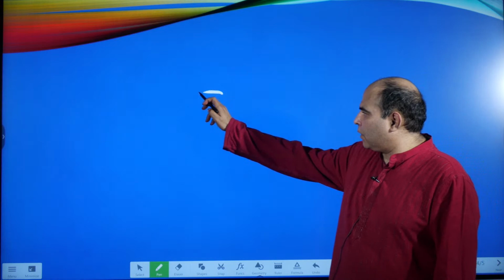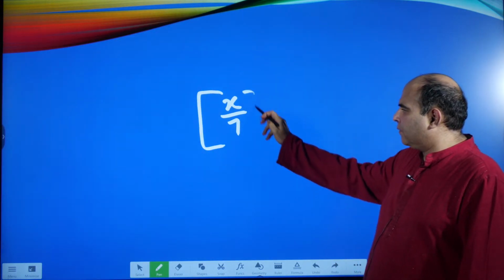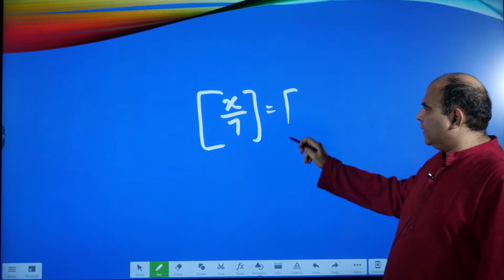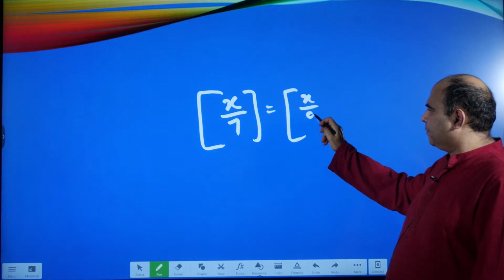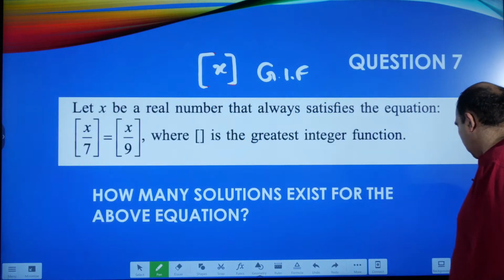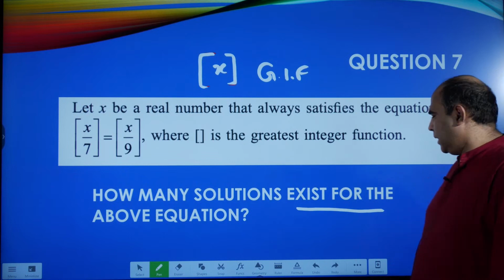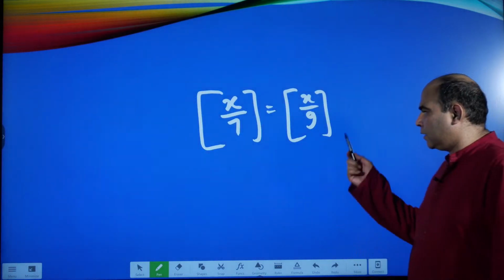So in this question, what they are telling me is that the greatest integer function of x by 7 should be equal to the greatest integer function of x by 9. And they're asking me how many solutions exist for the above equation. How many solutions exist for this equation?